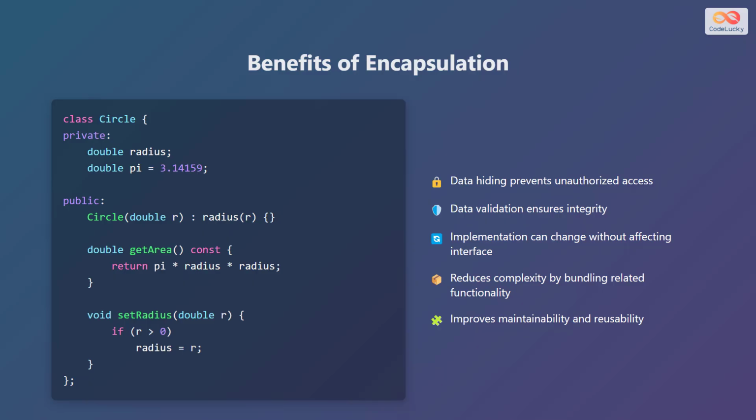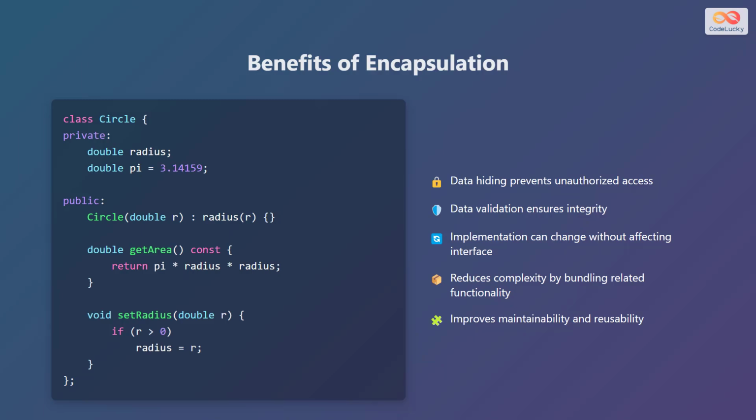Encapsulation offers several benefits in software development. First, data hiding prevents unauthorized access to sensitive information, protecting the integrity of the object's state. Second, data validation ensures that the data stored within the object remains consistent and valid. Third, implementation can change without affecting the interface, allowing for greater flexibility and maintainability. Fourth, it reduces complexity by bundling related functionality together, making the code easier to understand and manage. Finally, encapsulation improves maintainability and reusability by creating modular, self-contained components.